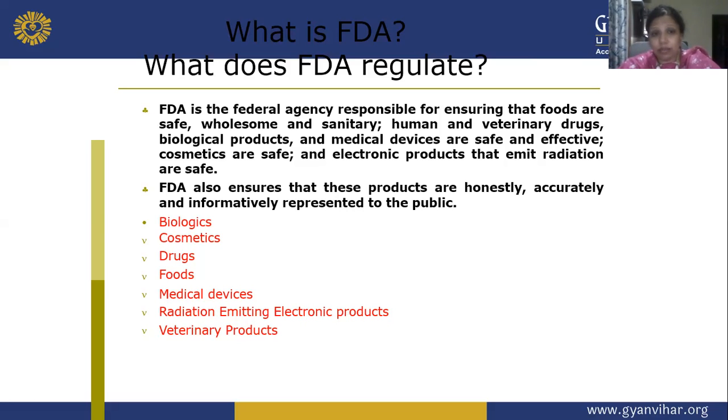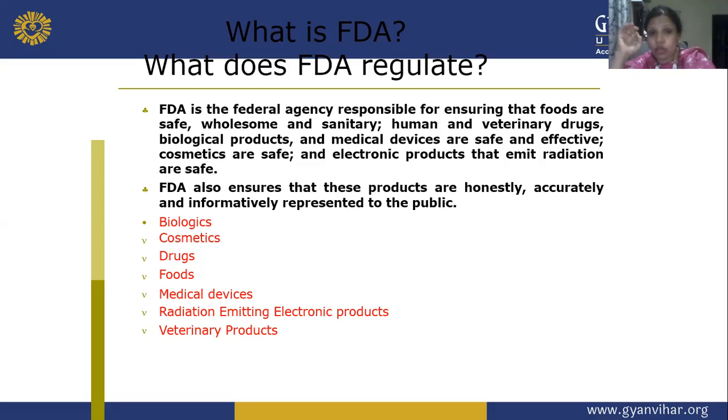So as per the FDA, the food which we are eating should be safe, sanitary, and wholesome. The human and veterinary drugs are safe. The biological products are safe. The medical devices we are taking are safe and effective. Cosmetic products are safe, and electronic products which we are using, which emit radiation, are safe. So these are some of the things which the FDA involves. FDA is basically a federal agency.